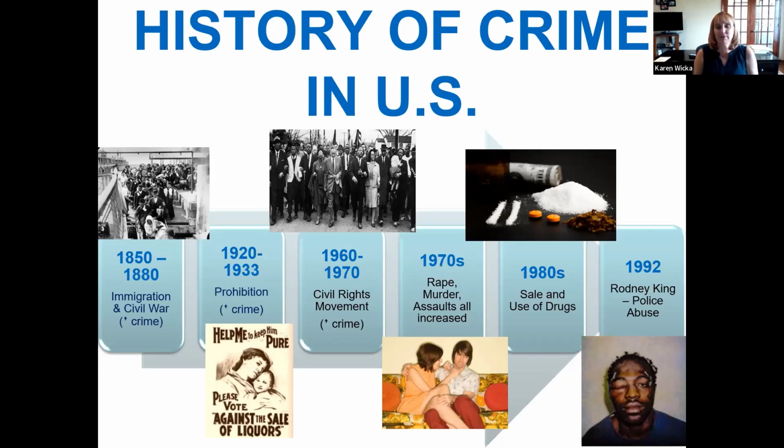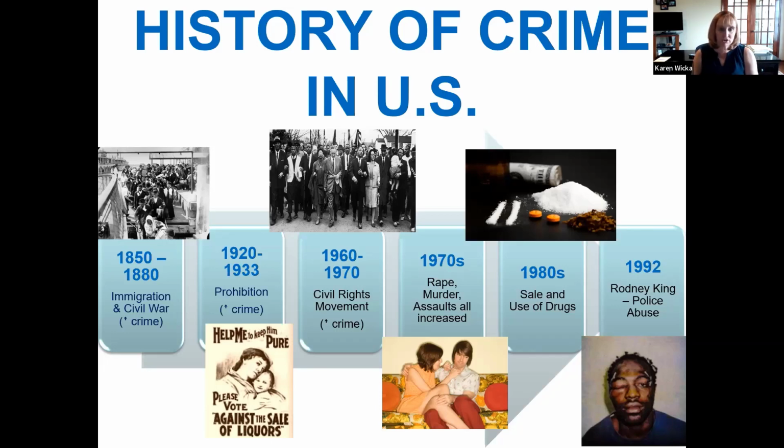In the 1960s and 70s, the big focus was the civil rights movement. Again, an increase in crime. We had a lot of riots, a lot of protests, and a lot of violence occurring in those time periods. In the 1970s, the big focus in society was on rape, murder, and assaults. It was considered a very deadly time. A lot of people were being killed, and a lot of the focus within society was on those types of crimes.